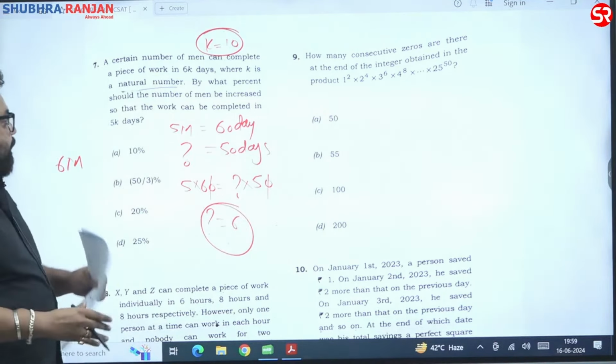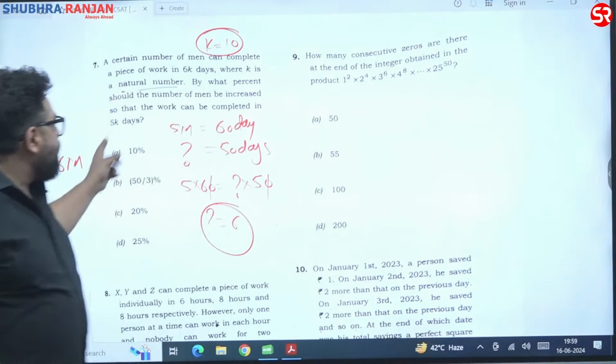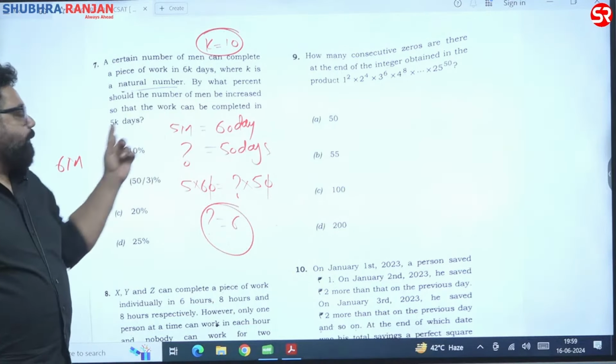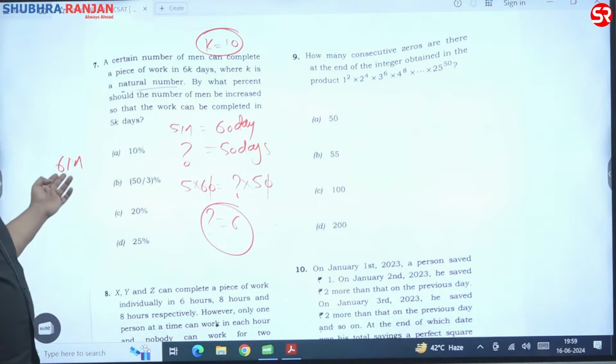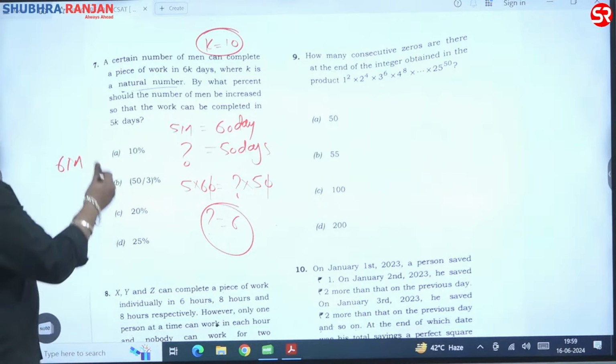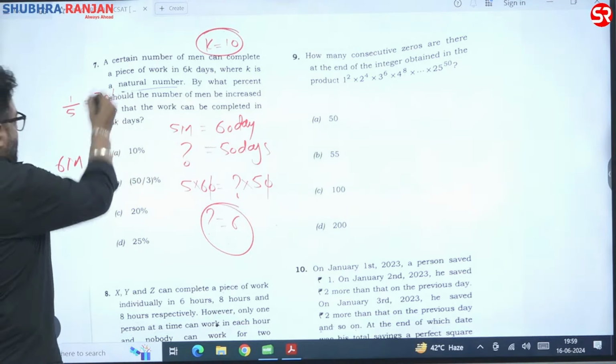If you require 6 men, now the question is beautiful. He says, by what percentage should the number of men be increased so that the work can be completed in 5K days? So now what is the increase? 1 man has increased. So what is the percentage increase? 1 upon 5, which is equal to 20%. Your answer is C.